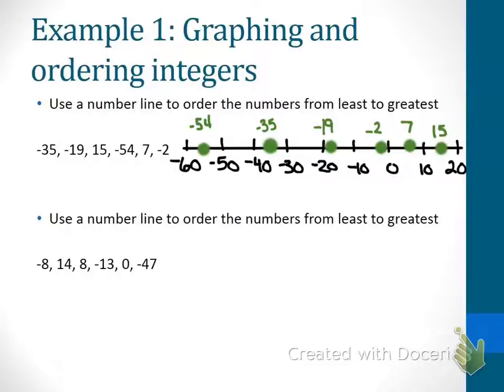Now that we have graphed all of our points on the number line, we're going to list our numbers least to greatest. Negative 54, and we separate them by commas, negative 35. As long as we plotted them right on our number line, we can just go right down the row. Negative 19, negative 2, 7, 15, and that's it. There I've listed my numbers from least to greatest. On your homework tonight, that's what it asks you to do: plot them on a number line and then list them least to greatest.